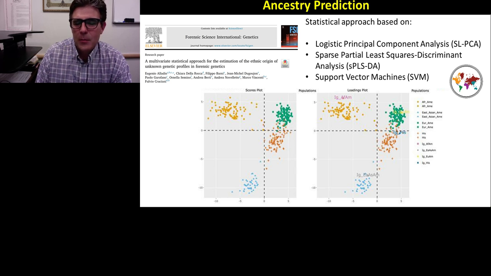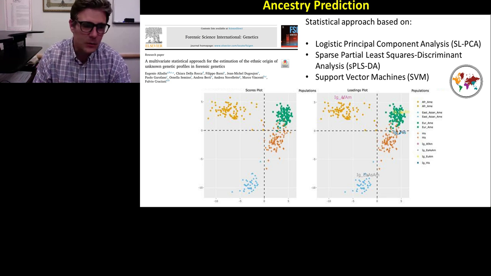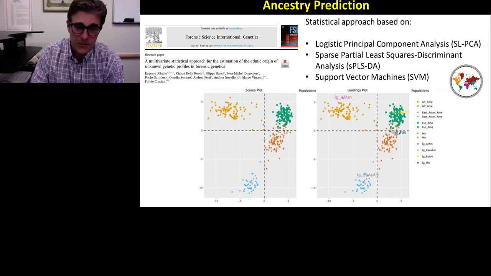So this is another approach. You would add an unknown individual, the software would plot it in one of these positions. And so you could use this as a method to predict the ancestry. Now we're still working on this part, but it definitely has potential.